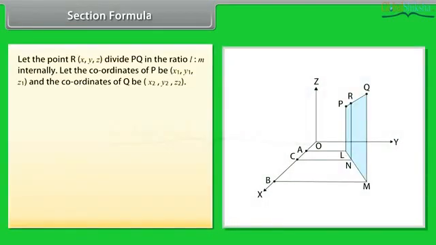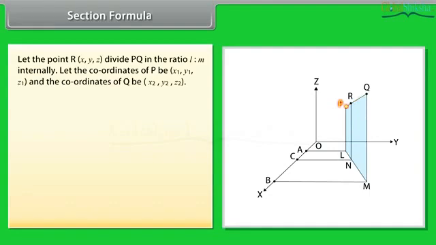Section formula. Let the point R (X, Y, Z) divide PQ in the ratio L is to M internally. Let the coordinates of P be (x1, y1, z1) and the coordinates of Q be (x2, y2, z2).